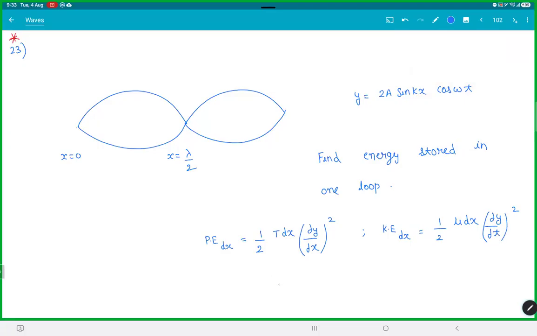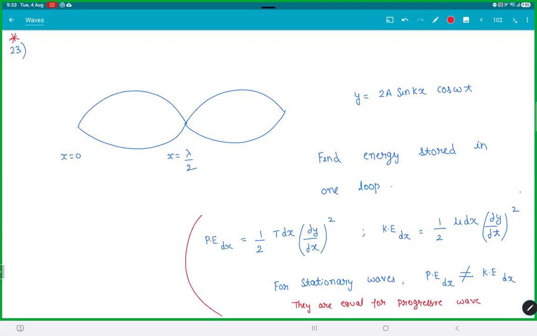Just to give you one thing here, for stationary waves, these formulas are valid. But if you remember, in a progressive wave, we proved both are equal. Potential energy for a segment dx is not equal to kinetic energy of a dx. So they are equal for progressive waves, not for stationary waves. In a progressive wave, potential energy of a segment and kinetic energy of a segment are equal. In a stationary wave, even that is not true. So that's a formula there.